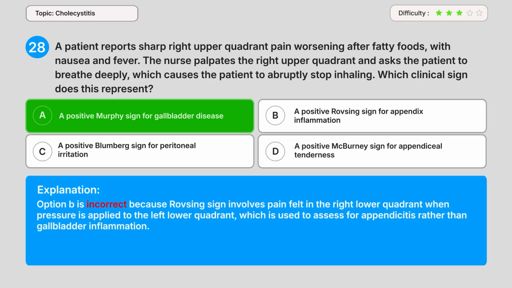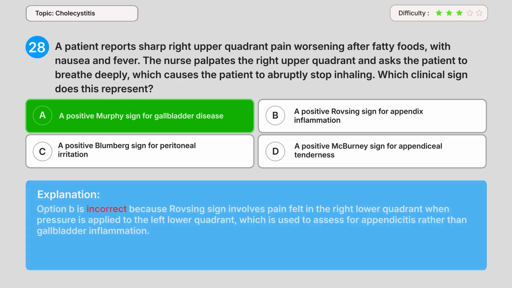Option B is incorrect because Rovsing sign involves pain felt in the right lower quadrant when pressure is applied to the left lower quadrant, which is used to assess for appendicitis rather than gallbladder inflammation.